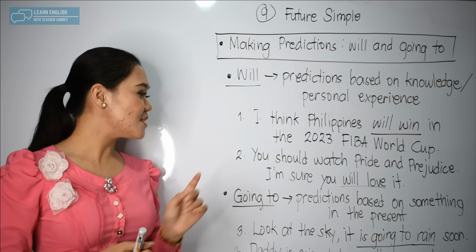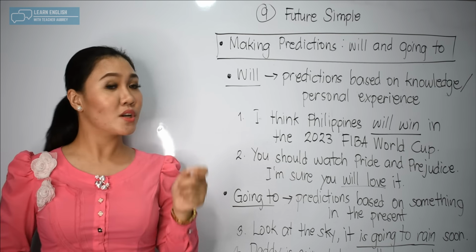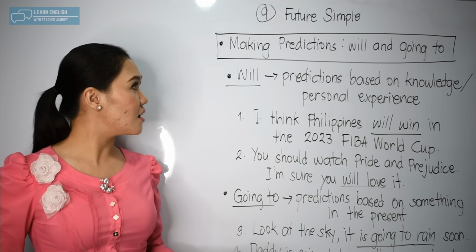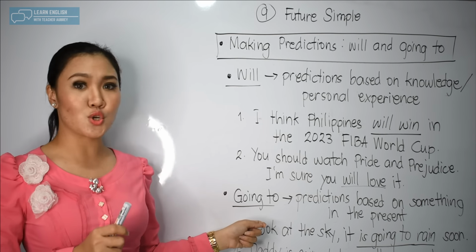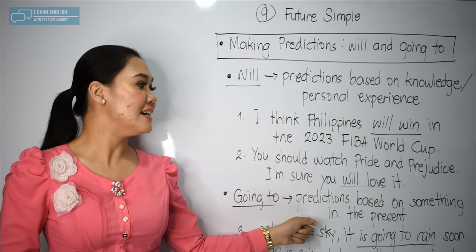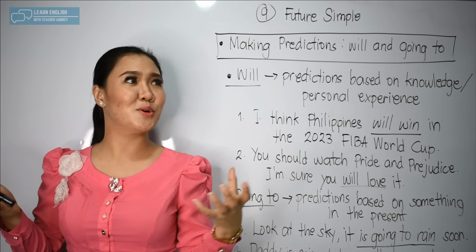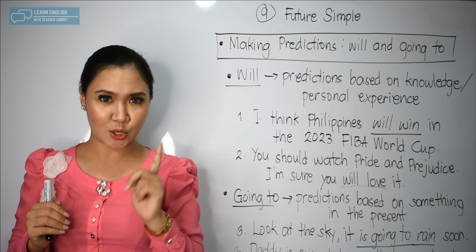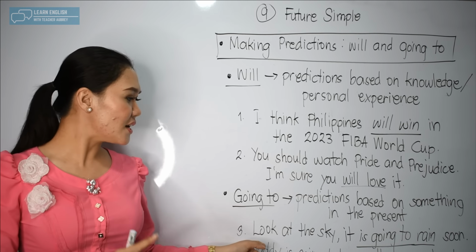Understand? Now, let's proceed to making predictions using the going to form of future simple. Tandaan, ginagamit ang going to kung ang prediction ay batay sa mga bagay na nakikita mo na nangyayari ngayon sa kasalukuyan. Ito ang halimbawa natin. Look at the sky.